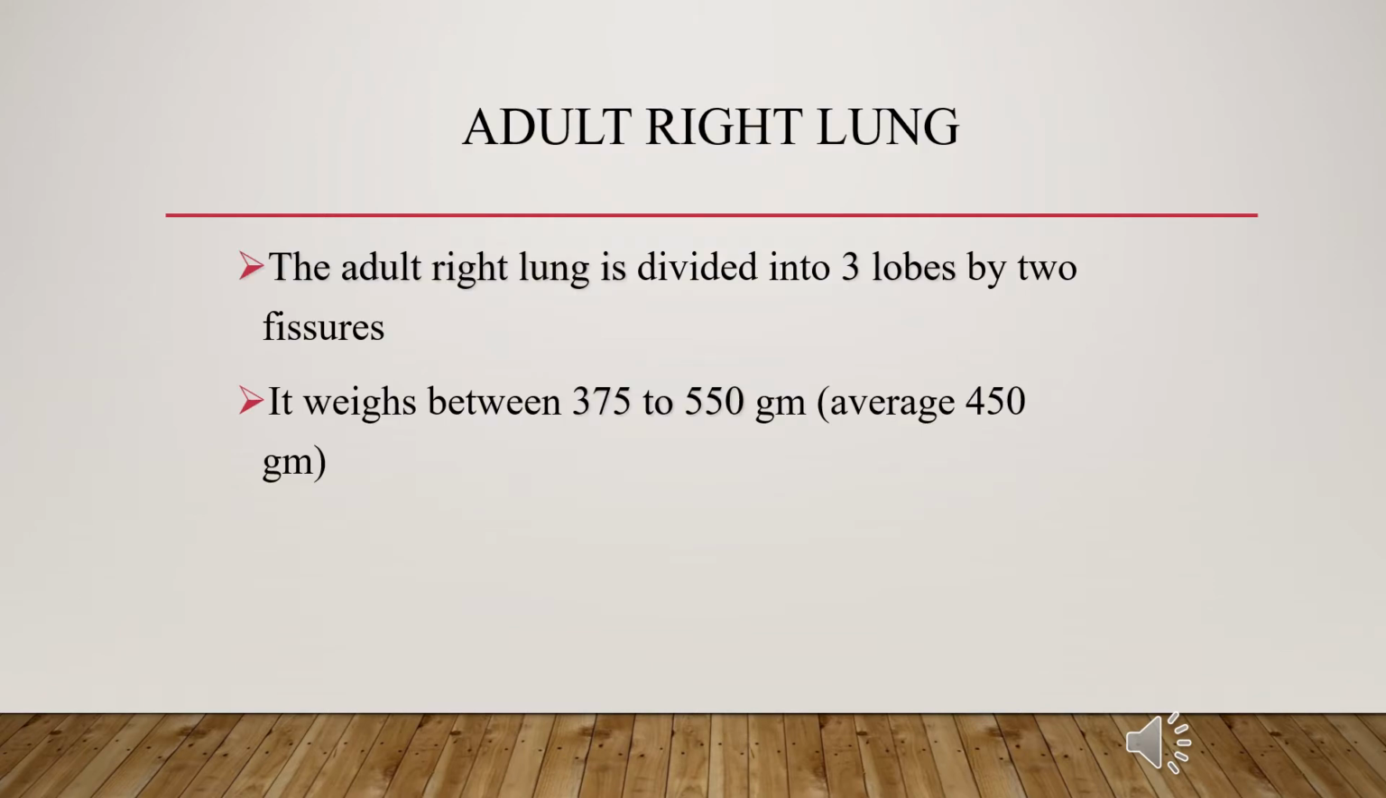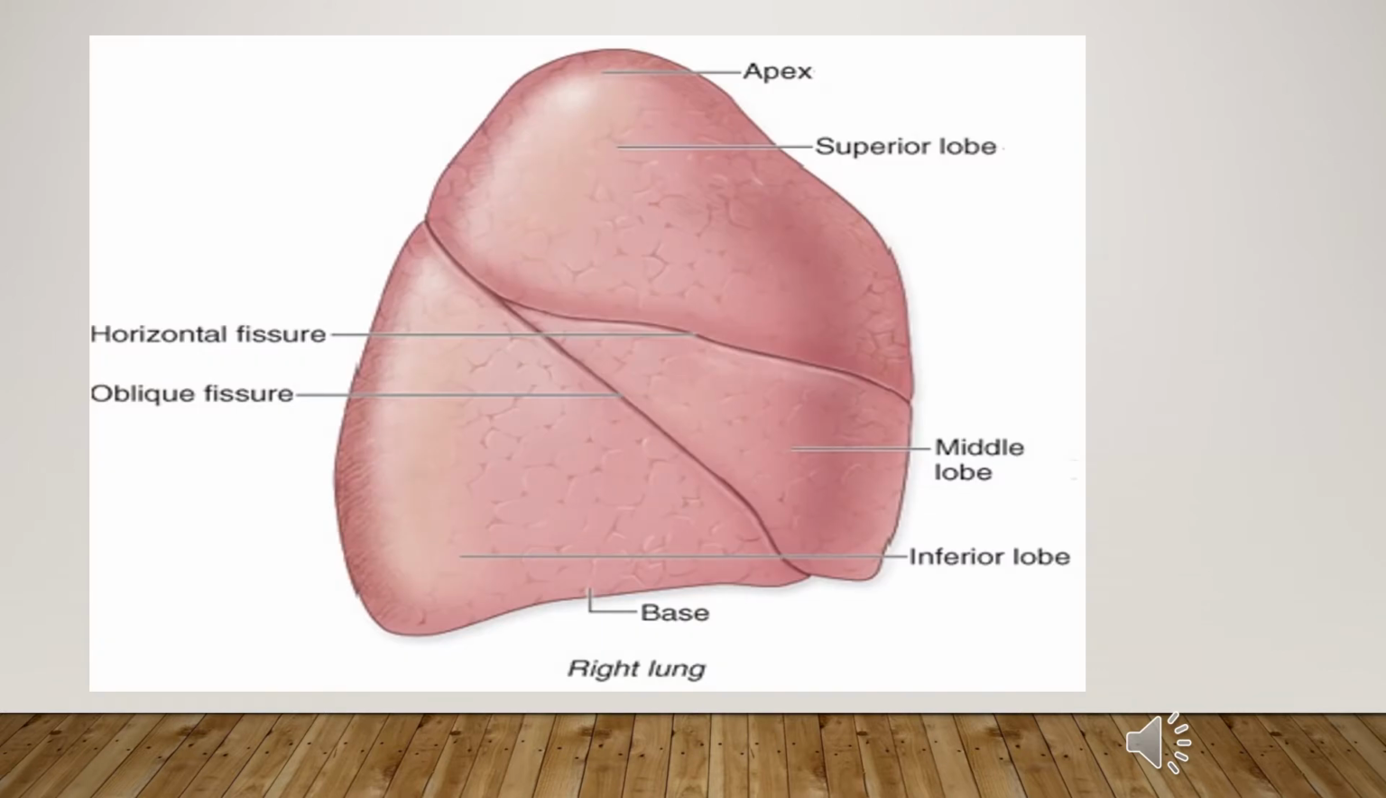The right adult lung is divided into 3 lobes by 2 fissures and it weighs an average of about 450 grams. So as you can see, this is the right lung, and the horizontal fissure, this one, and the oblique fissure. They divide the right lung into 3 lobes: the superior lobe, the middle lobe and the inferior lobe. This is the apex and this is the base of the right lung.